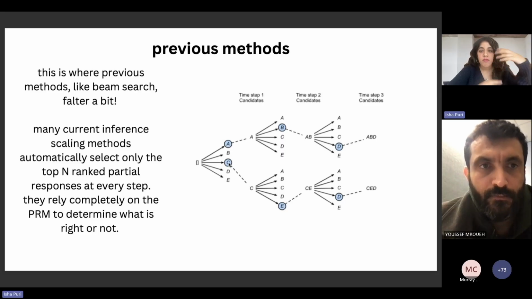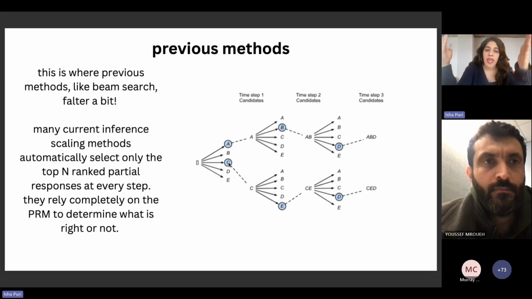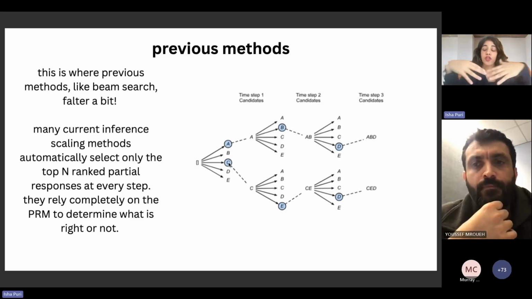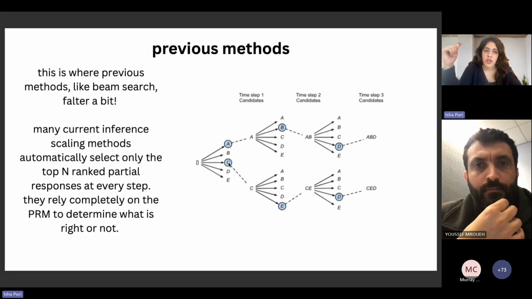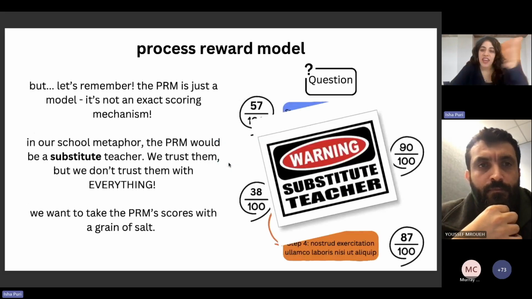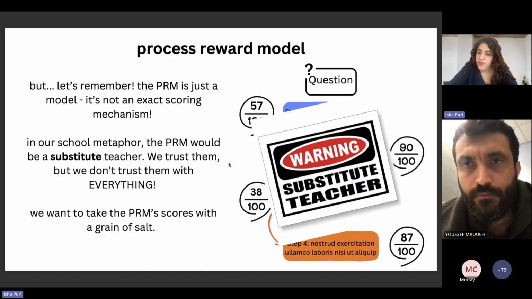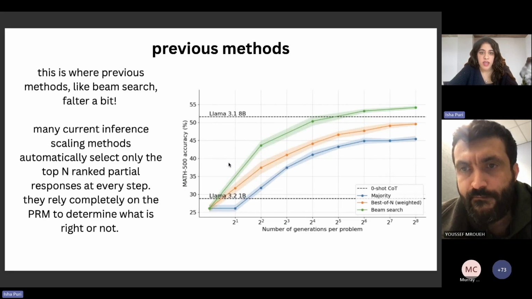And so, like I said, a lot of current inference scaling methods automatically select only the top n partial ranked answers at every step. But the problem here is you're relying completely on the process reward model to determine what is right or not, which, as we mentioned in our substitute teacher metaphor, is maybe not the most optimal thing to do, right? Because you don't necessarily know whether the process reward model is guiding you correctly.